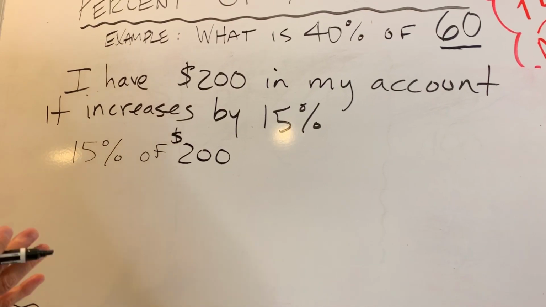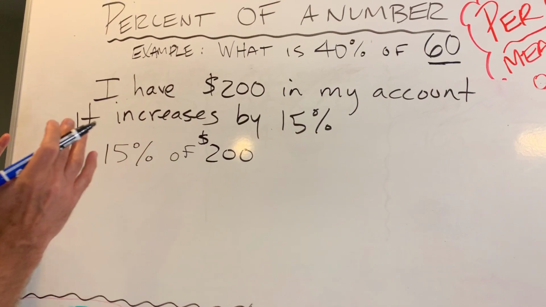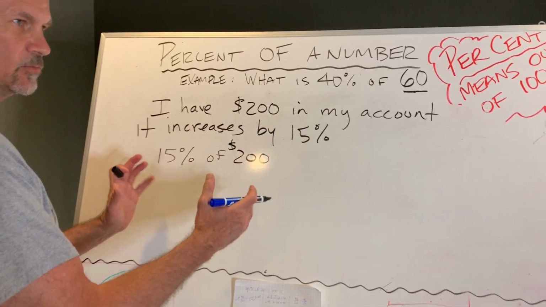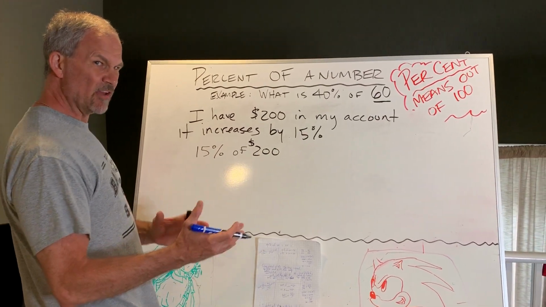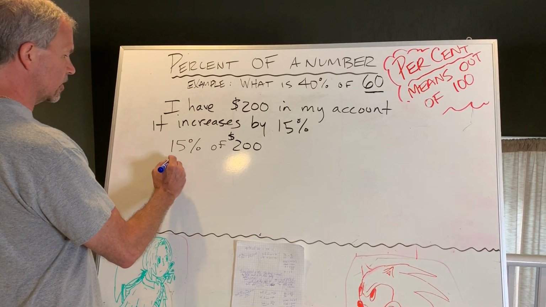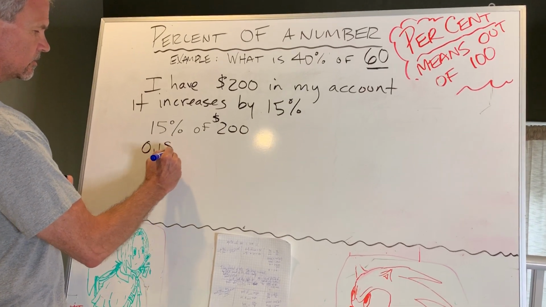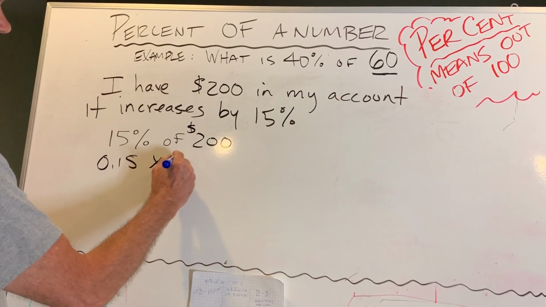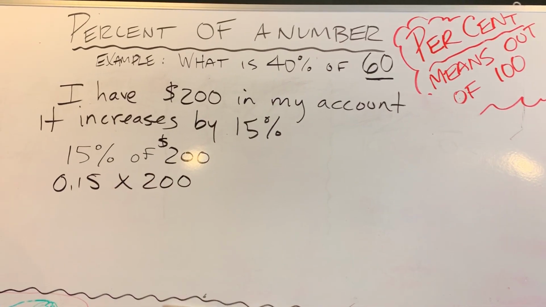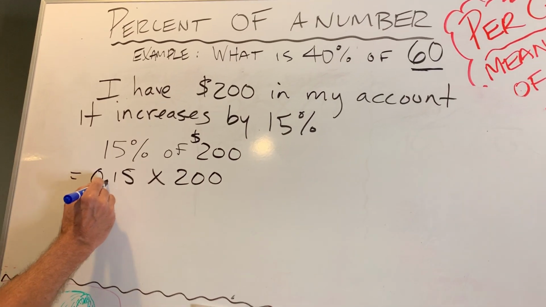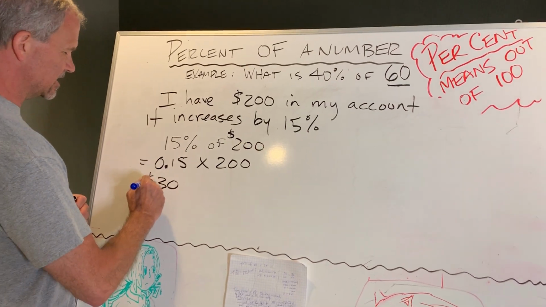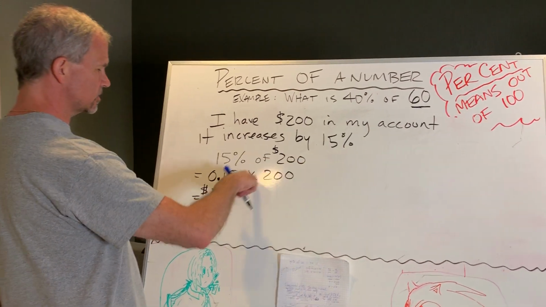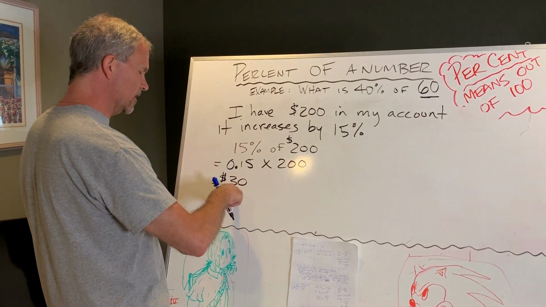Okay. Whichever method you wanted to use, the equivalent ratio, the convert to decimal, or the cross multiplication, you're going to pick whichever one's your favorite. My favorite is the fastest one. Convert to decimal, multiply by the number. Okay, so 0.15 times 200 is 30. And now this is in dollars. Remember, we started in dollars. So 15% of 200 is $30.